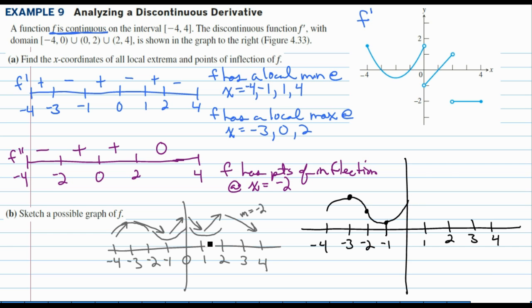But then between 0 and 1, decreasing, concave up. So you can kind of see why f would not be differentiable right there. It's got that cusp. Then between 1 and 2, increasing, concave up.